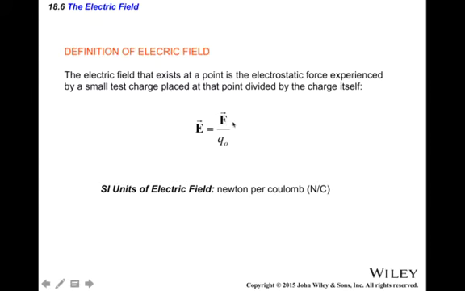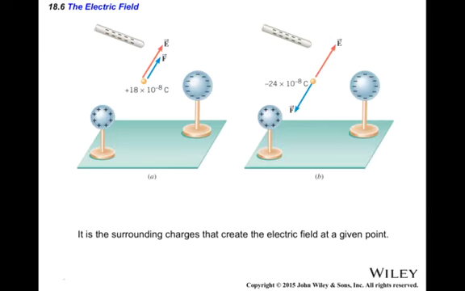So the force would be that small charge times the large charge around it divided by the distance away, r squared. And so you wind up with the Q naught dividing out of the force, and you wind up with newtons per coulomb. Okay? Newtons per coulomb is the SI unit for the electric field. It is the surrounding charges that create the electric field, that build the ladder. Okay? So they're building the ladder.